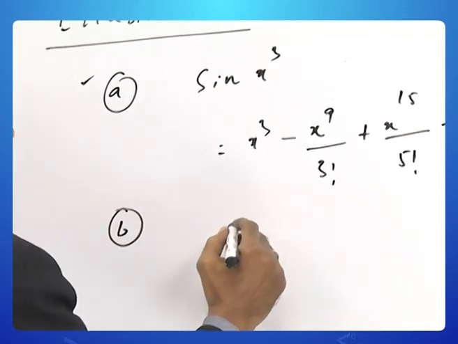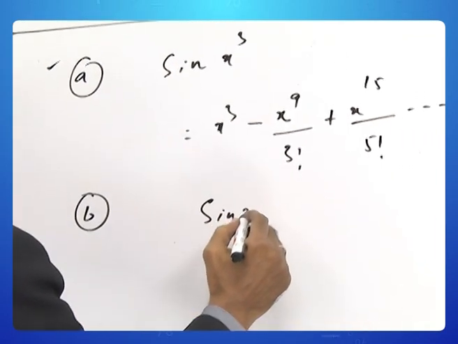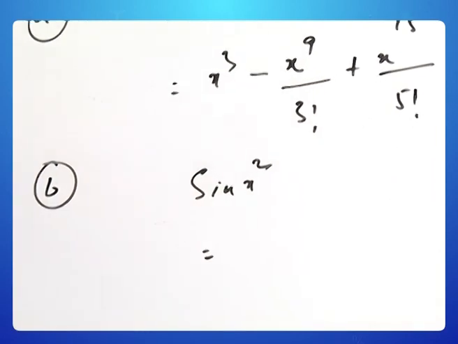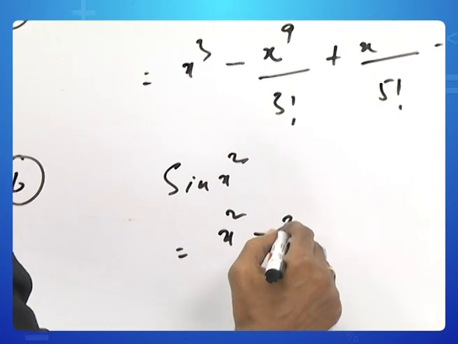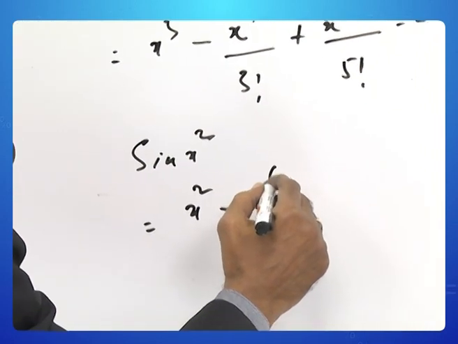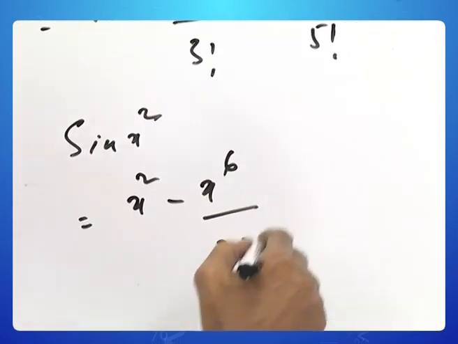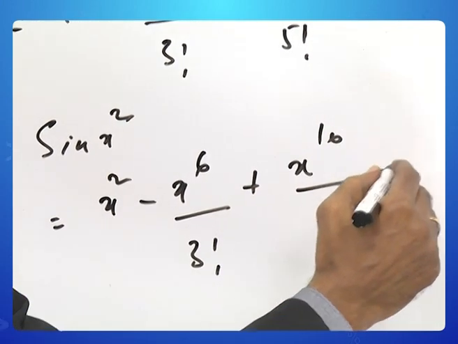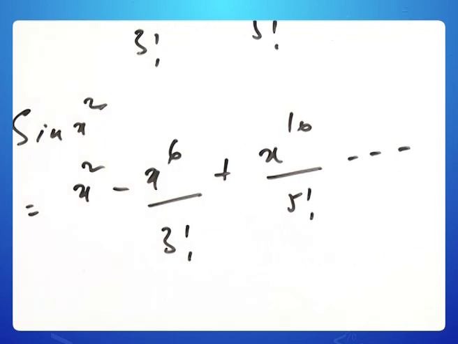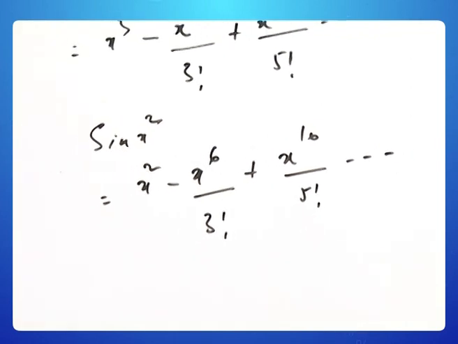Then we go to option B, you have sin x squared. Using theta is equal to x squared, you will get x square minus x power 6 by 3 factorial plus x power 10 by 5 factorial and so on. So, these are all even powers. So, this cannot be an option.